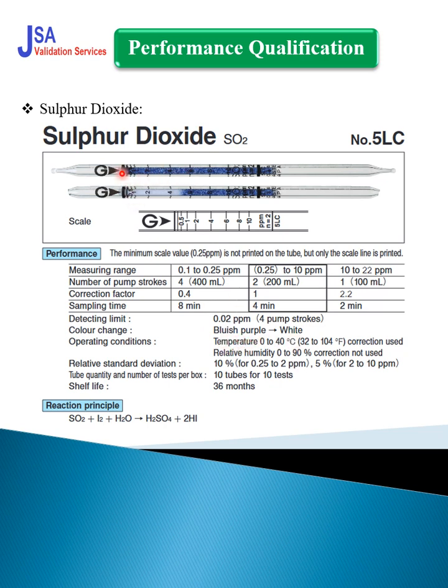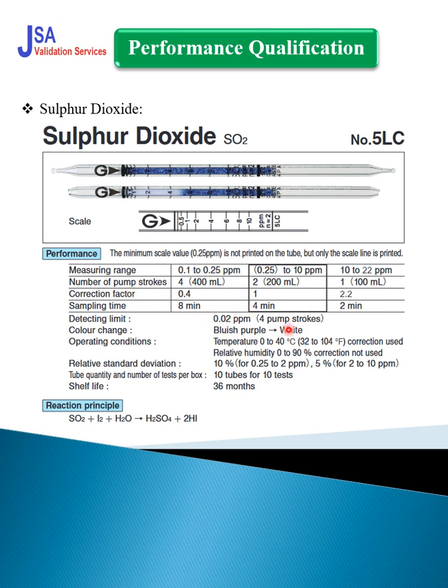This is the actual tube. Break this tube from both ends, and then connect it to the gas tech pump, or to the compressed air test kit, which has a rotameter to control the flow of the air. We have to connect this tube from this side and pass the air. The measuring ranges are 0.5 to 2.5, 2.5 to 10, and 10 to 22. So this 5LC comes in 3 ranges.